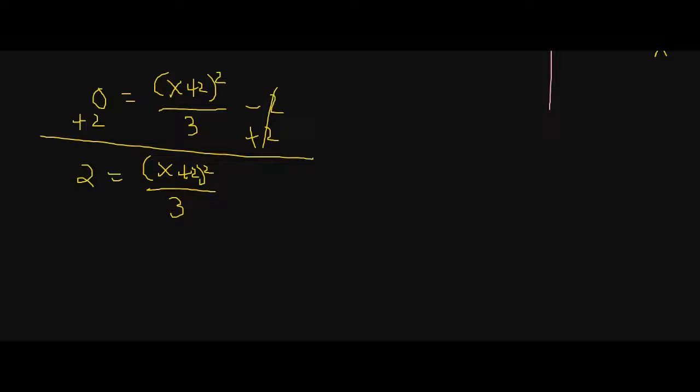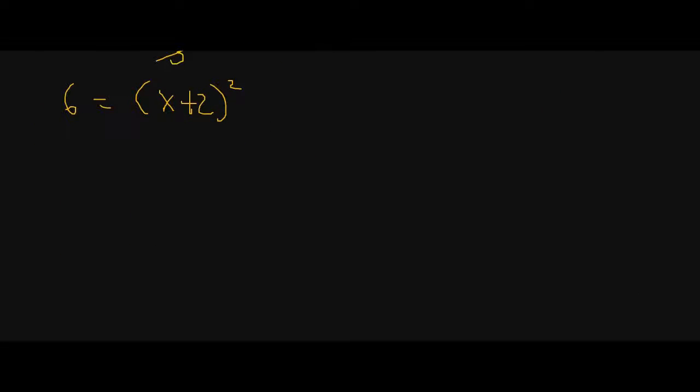Now you might ask yourself, what can I do to get rid of the division by 3? Well, what's the opposite of division? That's multiplication. Just multiply both sides by 3. The 3's cancel out, and we get 6 is equal to x plus 2 squared. Now we can get rid of the square, which means we're going to take the square root. Don't forget, when we take the square root, we always have to do the plus or minus. So boom, cancel that out.